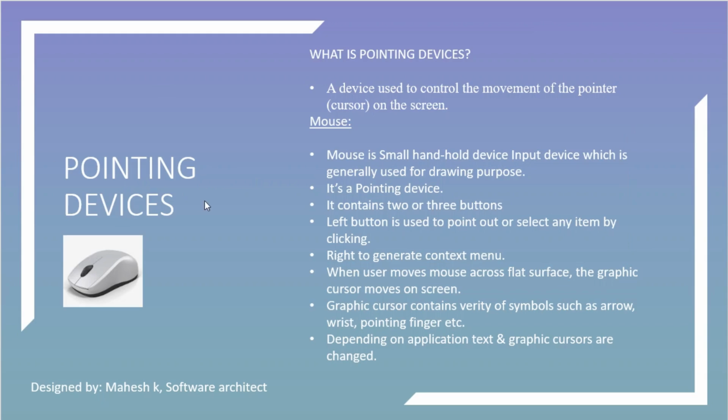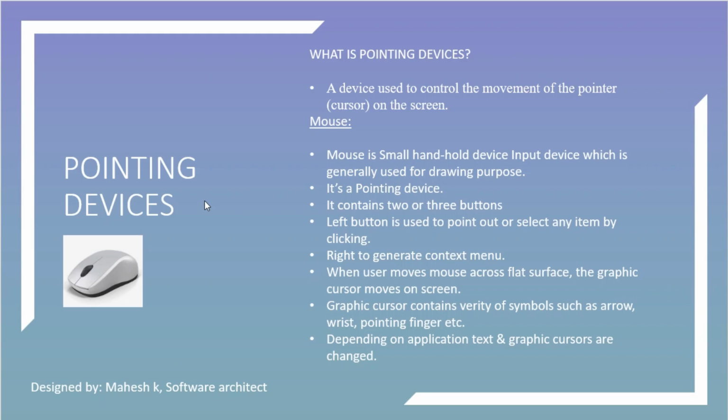The first pointing device is the mouse. So what is a pointing device? First of all, it is a device used to control the movement of the pointer or cursor on the screen. If you look at the screen of a computer, a cursor is moving on the screen. That is called a cursor, but controlling that cursor through the mouse is what makes it a pointing device.